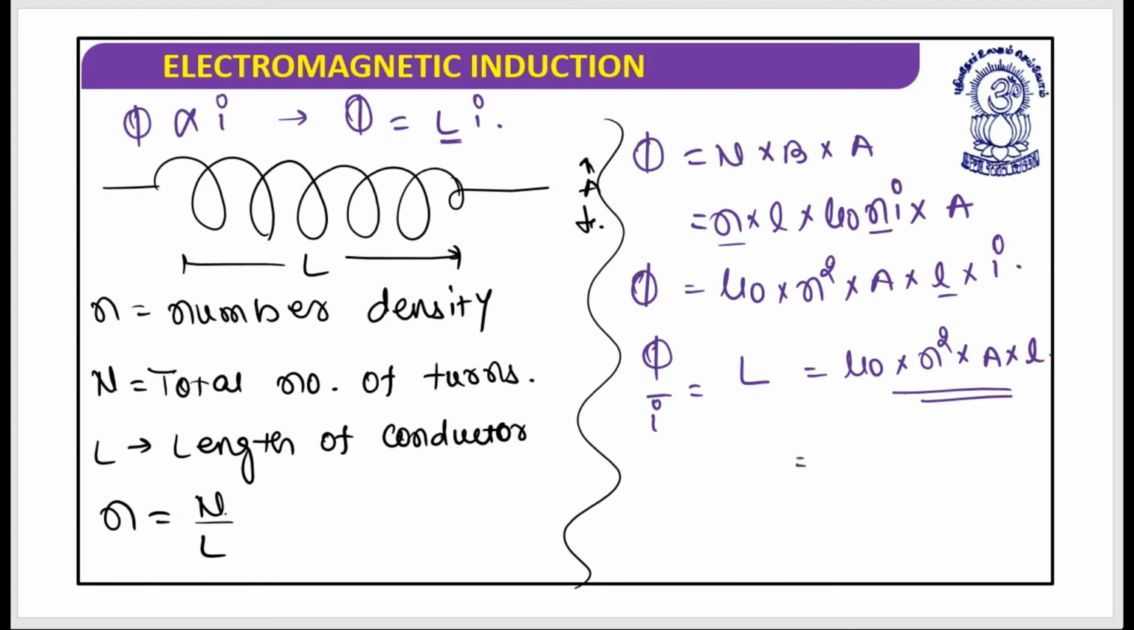A second relation could be written as mu naught into N squared divided by L squared. I'm just replacing this small n, the number density, multiplied by A multiplied by L. So this L and this L could cancel. This is equal to mu naught into N squared into A divided by L. I hope this is clear. This is the self-inductance of the coil.